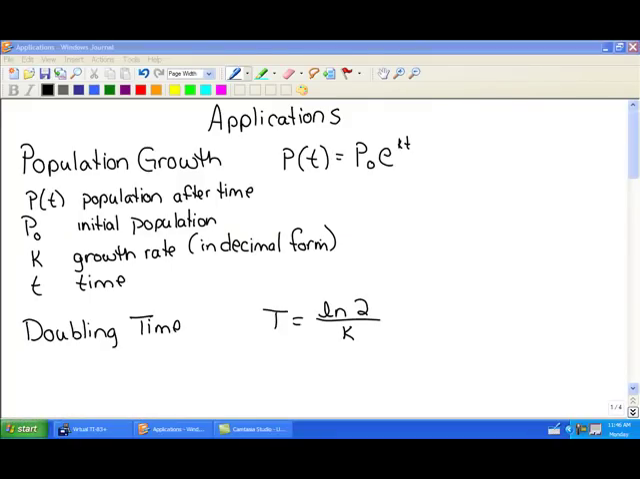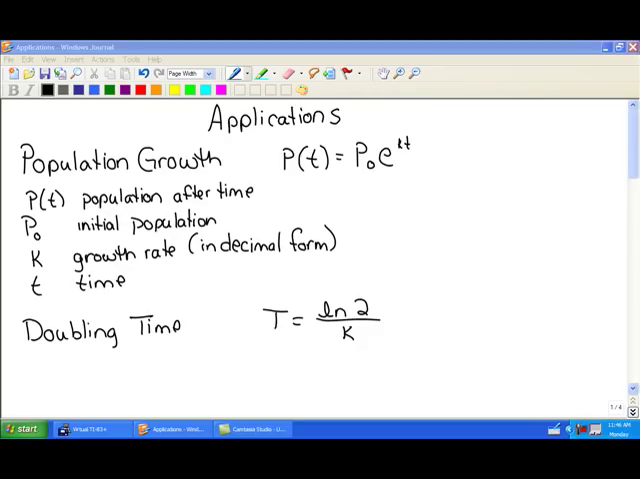In this section, we're going to look at applications and models. Exponential and logarithmic functions are important in many areas, and this is one of the chances that we get to see where the stuff that we're learning is actually used.